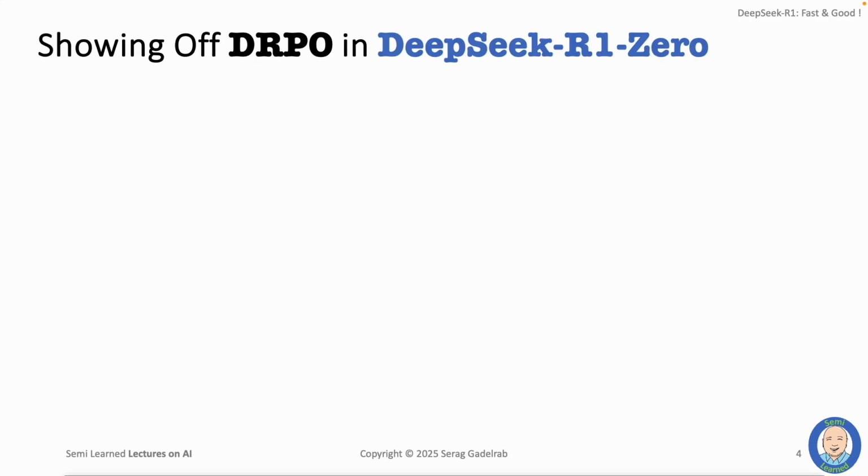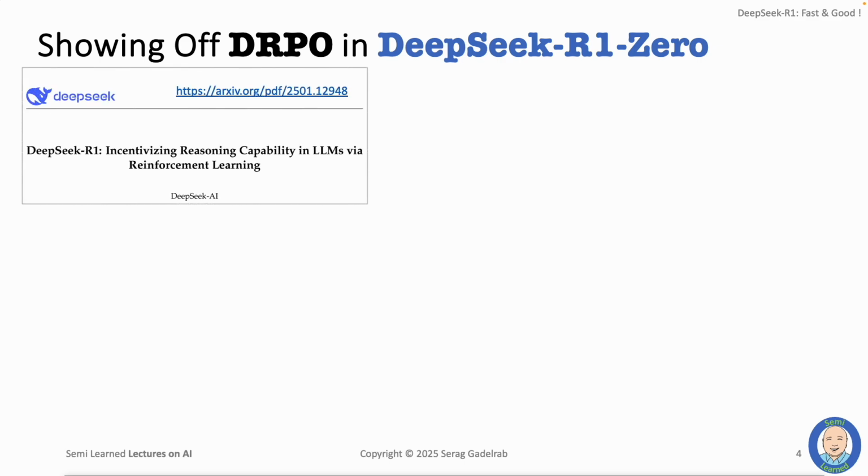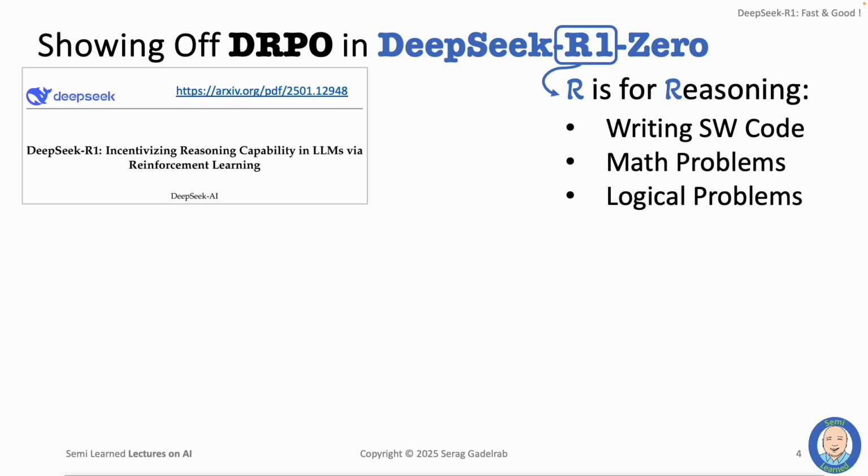And they showed off how quickly LLMs can be aligned with GRPO in their now very famous paper of January 25 that described DeepSeek R1. By the way, the R in the name of the model stands for reasoning tasks, such as writing software code, doing math problems, or solving word puzzles.